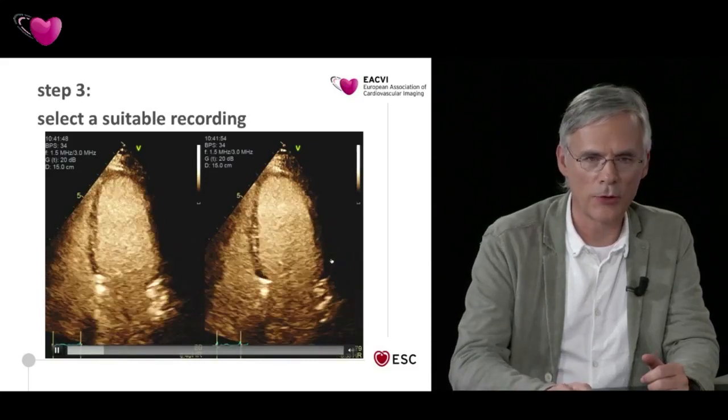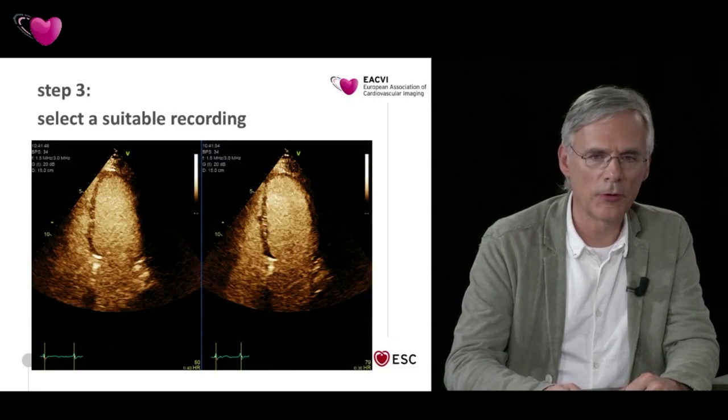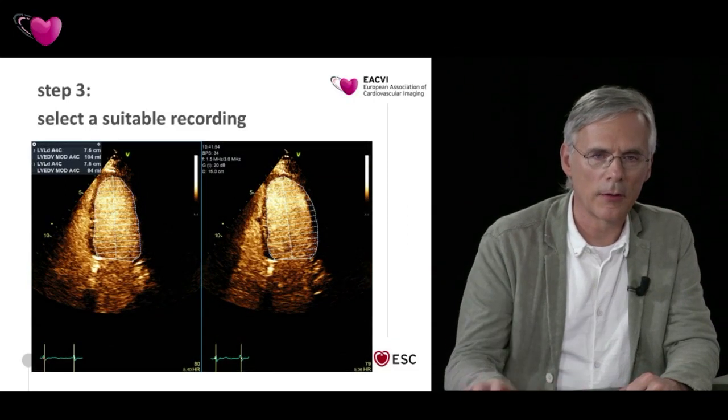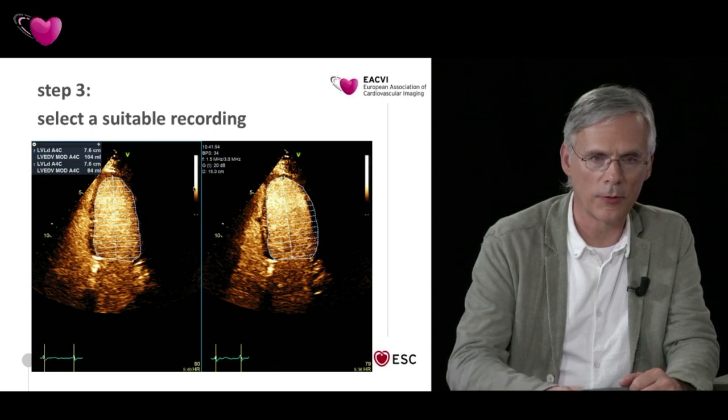And I show you the measurements. These are the end-diastolic frames. And here we have, although the length of the left ventricle is the same, 7.6 centimeters, the volume is different, about 20 milliliters difference between left and right.